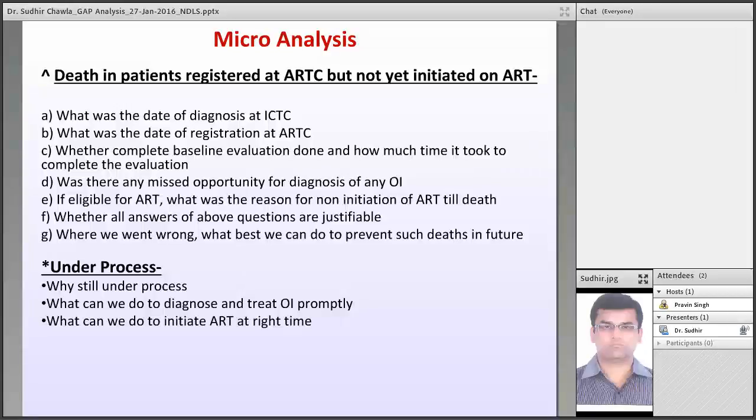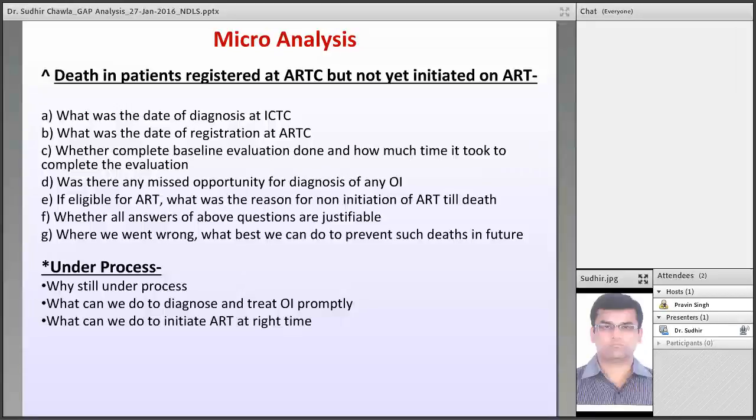Then coming to the ART initiation within 2 months, there is one indicator in our monthly progress report, that is 2.13A: those who are found eligible for ART 2 months before the reporting month, and out of that those who are initiated on ART as on after 2 months. So ideally, as per citizen charter, all eligible patients should be initiated on ART within 2 months of eligibility.